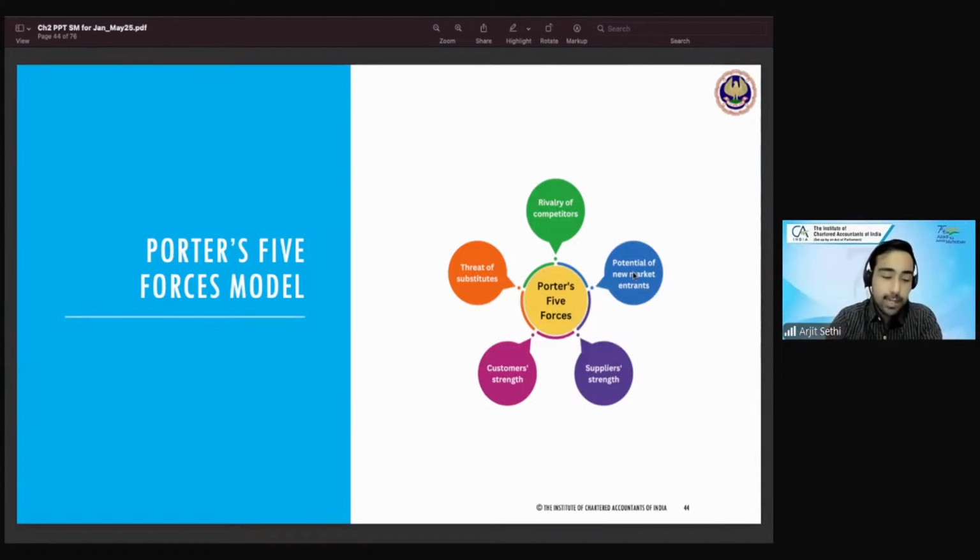If new people start coming into the market, it becomes competitive. Number two, supplier strength. If the supplier is more powerful than the buyer, then they have a competitive strength, and you have to be cautious of it. If the customers are more powerful than the supplier, then you have to be cautious again. It's highly competitive. Threat of substitutes: if substitute products come into the market, your market will face a lot of competition. Be aware of that. Number five is rivalry of competitors.